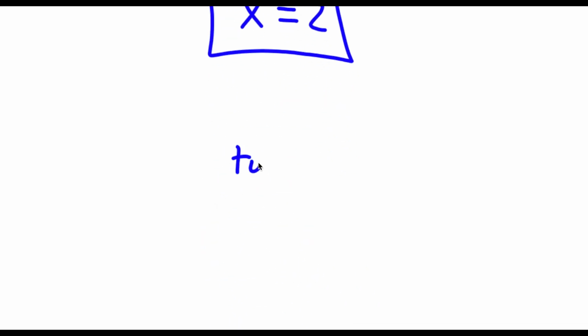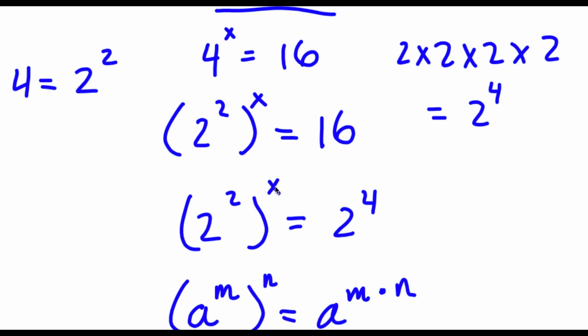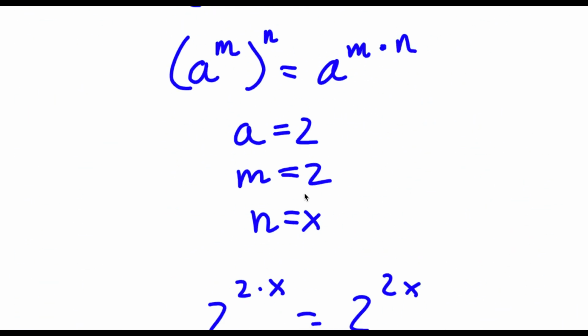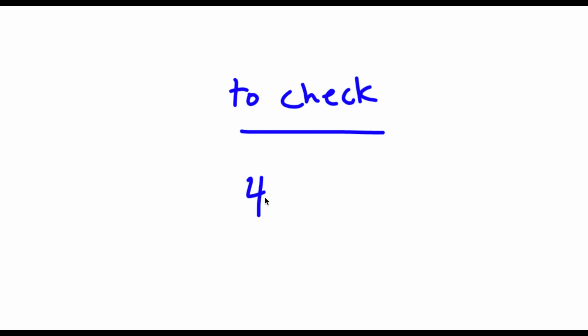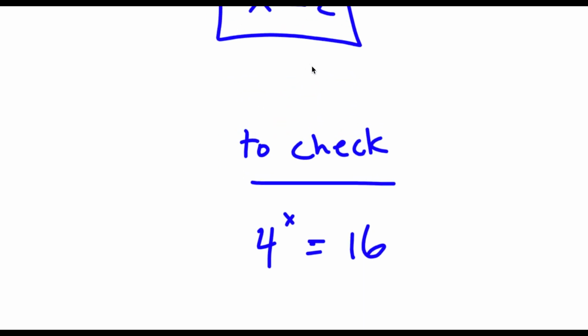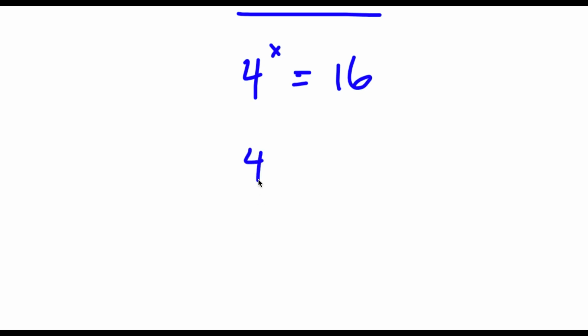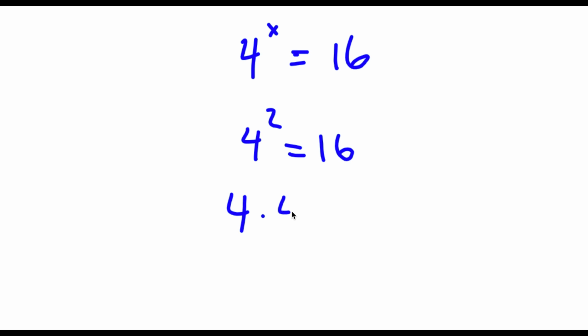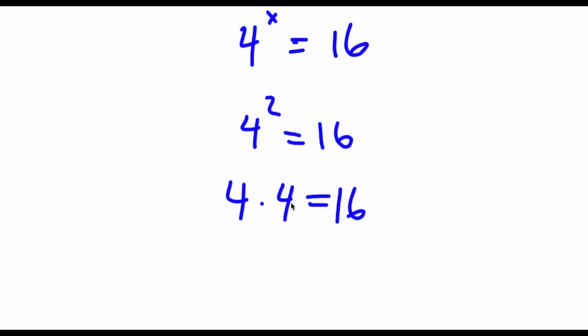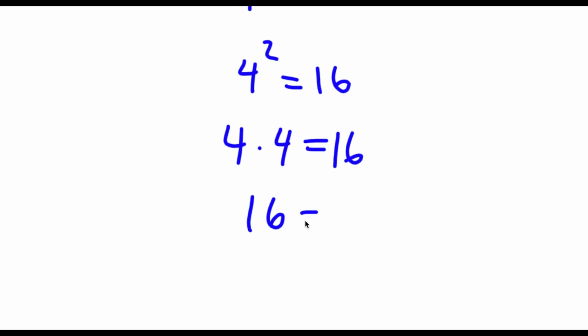So now to check, I had 4 to the power of x is equal to 16. Now we have x equals 2, so I have 4 to the power of 2 is equal to 16. 4 to the power of 2 is the same thing as 4 times 4, and 4 times 4 is 16. So I have 16 is equal to 16.